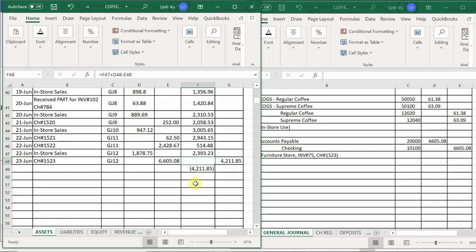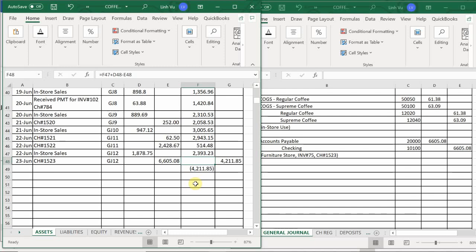Now, in this case, are we allowed to push this check through? Yes, because you have that insurance, quote unquote, that you got. Yes. We got the credit limit, right? The credit line of $10,000. So in this case, yes, they pushed forward for us for $4,211.85.